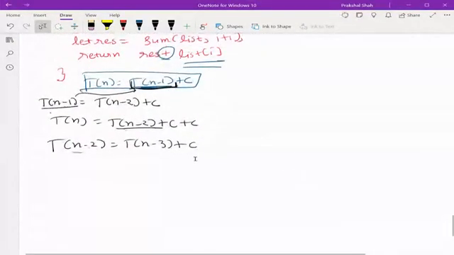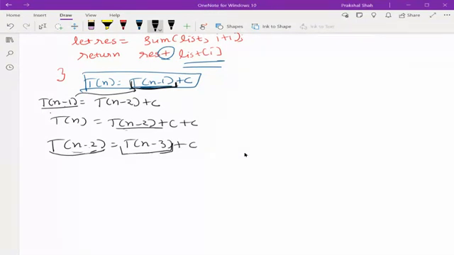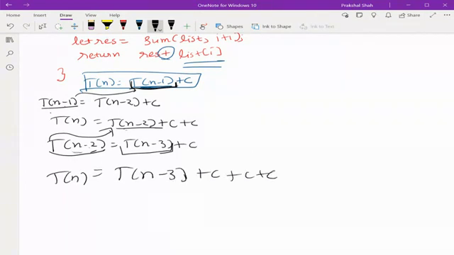Now here, T of n minus 2 equals T of n minus 3 plus C, right? So you have T of n minus 3 here. Can't you put this n minus 2 value into this? If you put this value into this, what will you get? T of n equals T of n minus 3 plus C plus C plus C. Yes or no?